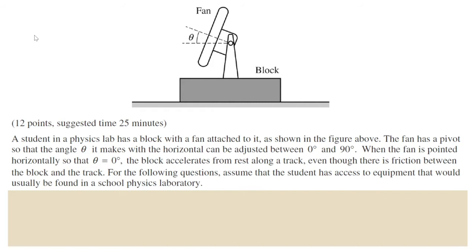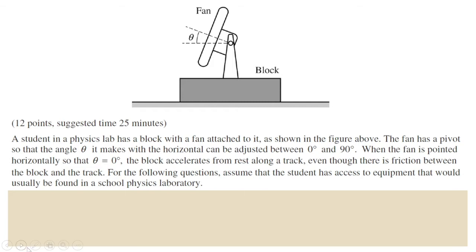This question says a student in a physics lab has a block with a fan attached to it, shown in the figure above. The fan is on a pivot, so that the angle theta it makes with the horizontal can be adjusted between 0 and 90 degrees. When the fan is pointed horizontally so that the angle theta equals 0 degrees, the block accelerates from rest along a track, even though there is friction between the block and the track.